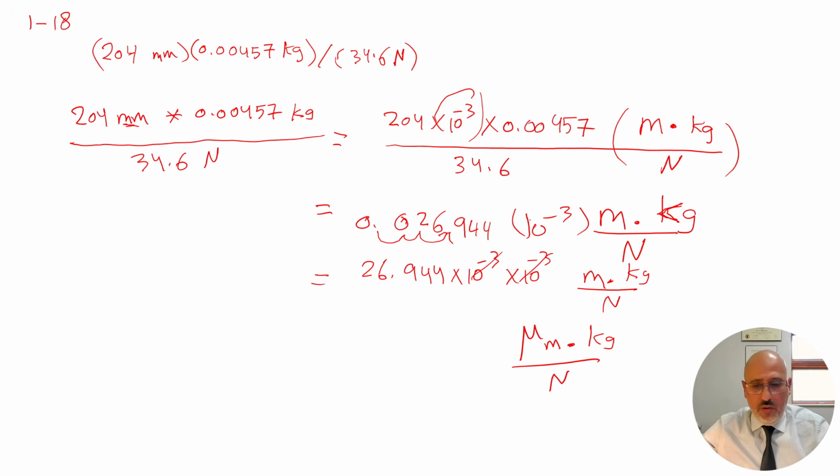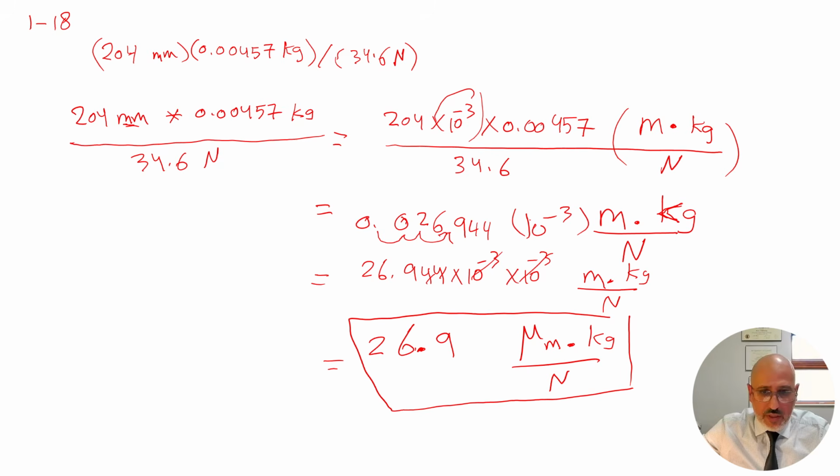Now I still have the issue of the significant figures here. So 1, 2, 3, 4, 5. This is a lot of significant figures. But here's the cool thing. 4 is less than 5. It can't round the other 4. So I can cancel this and cancel that. And then I end up with 26.9 as my final answer.